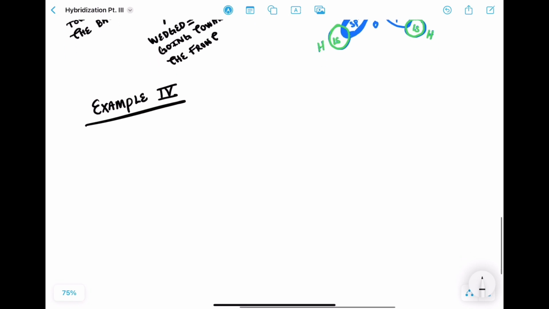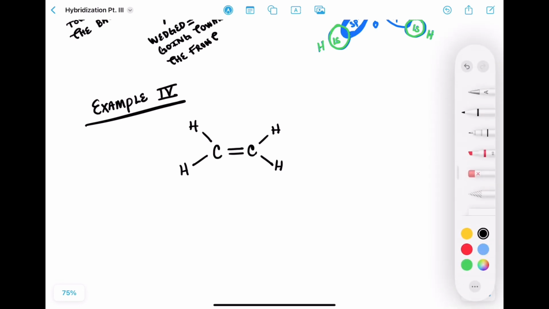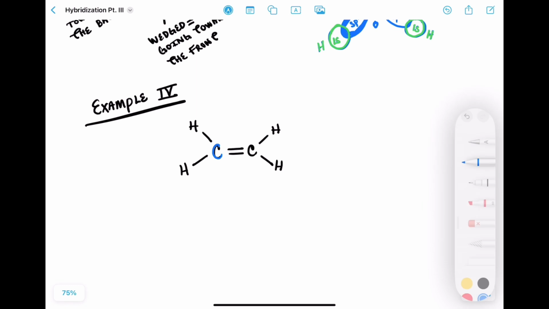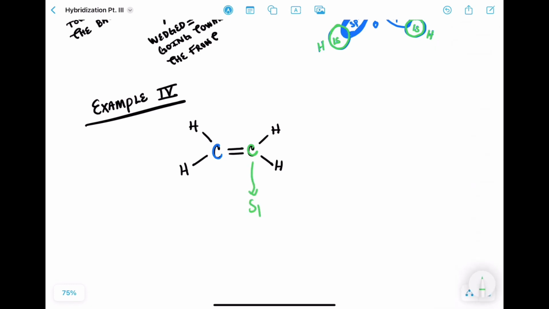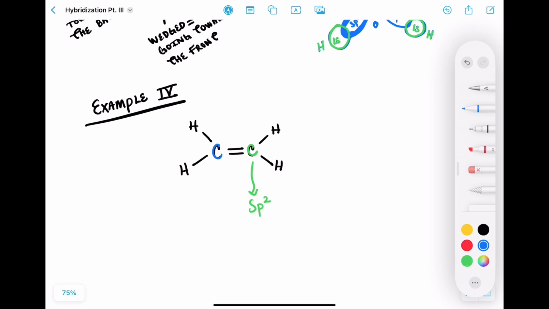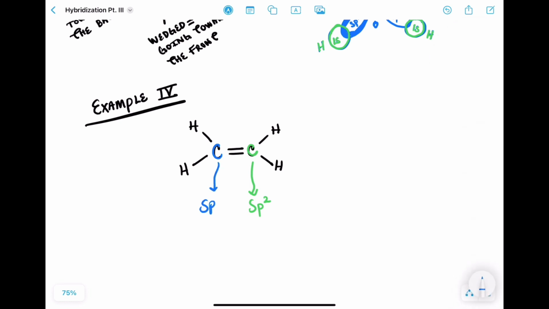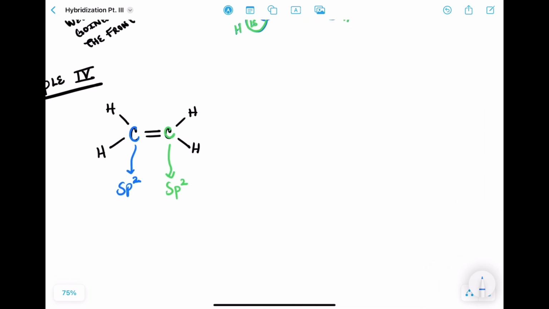Example 4. Now, we said anytime an atom has a double bond on it, just one double bond, I should say, we're going to have an sp2 hybridized orbital. So I'm just keeping these different colors just so we don't get them confused. So both these carbons have sp2 hybridized orbitals.